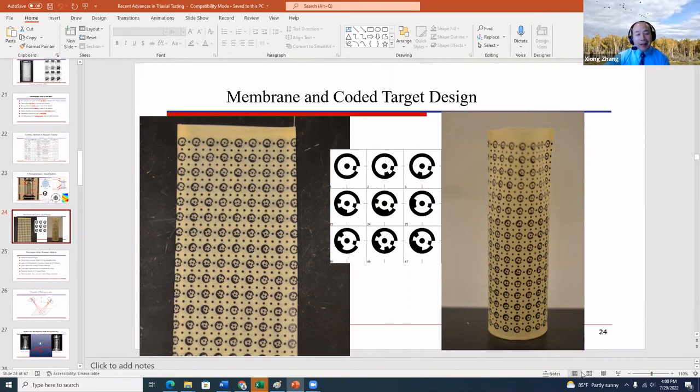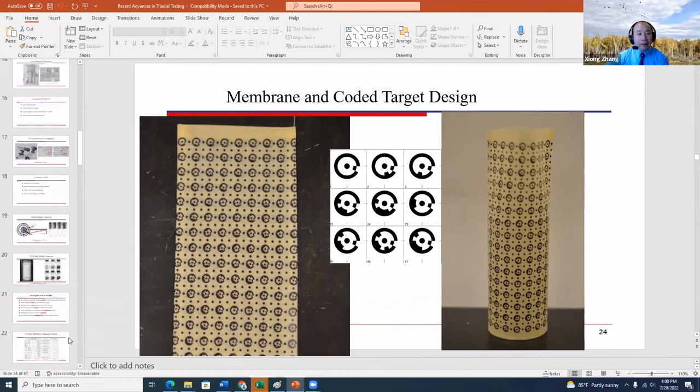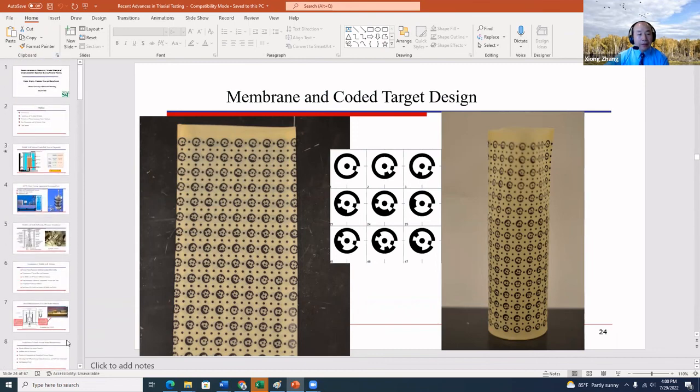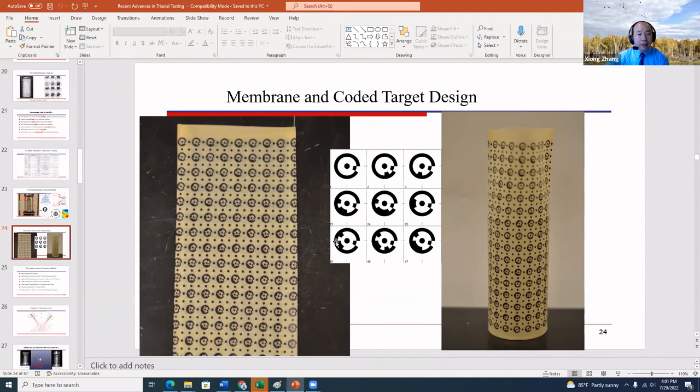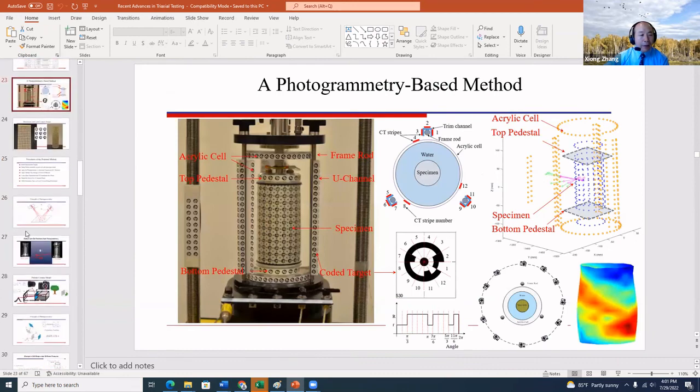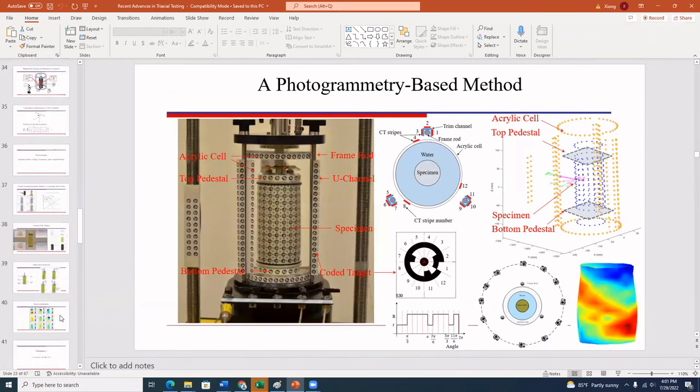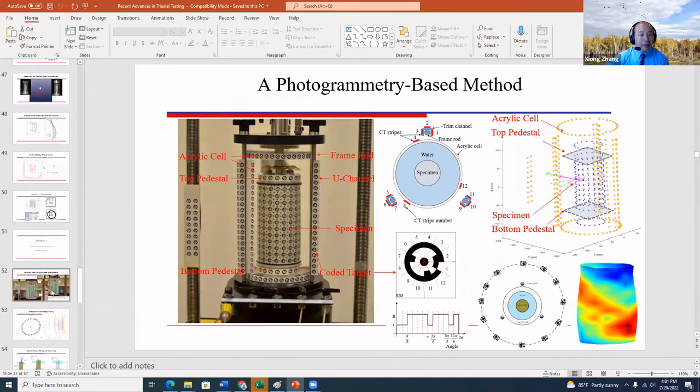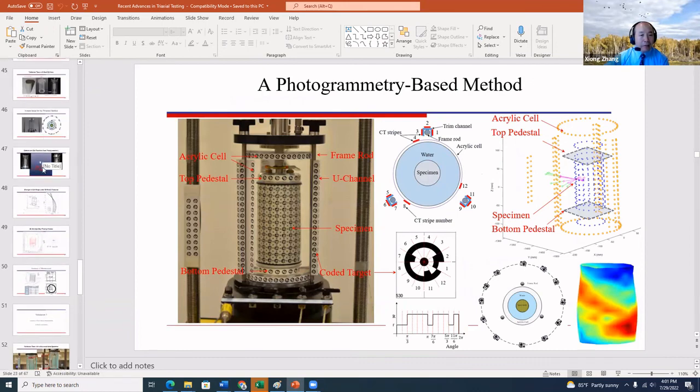Printing a membrane requires a special type of ink, so that it can dry quickly. Actually, we do not require the coded targets to remain the same shape. If you look at the picture, when we do the triaxial testing, even if it is a very standard circular shape, when you put it into the triaxial cell, it will become an elliptical shape.